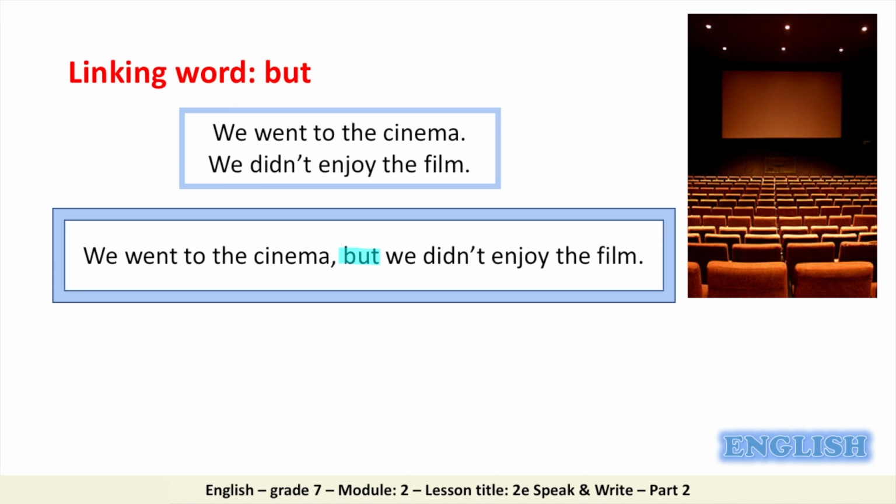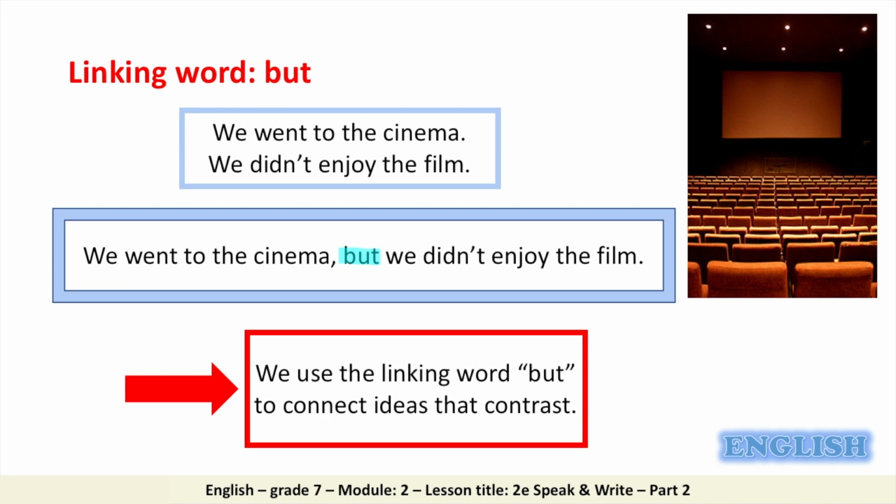Why did we use the linking word but and not and in this sentence? That's because we use but to connect ideas that contrast. So when you want to identify differences and not simply add more information, use the linking word but.